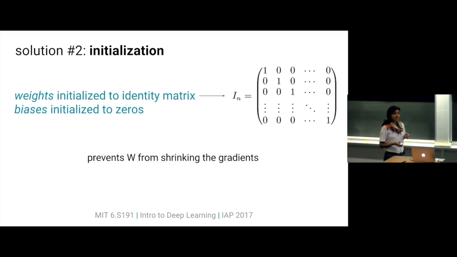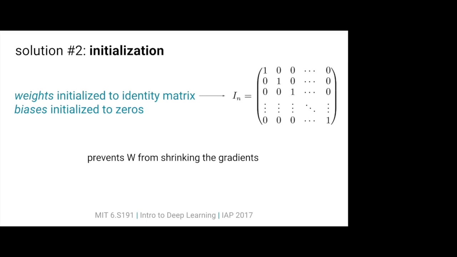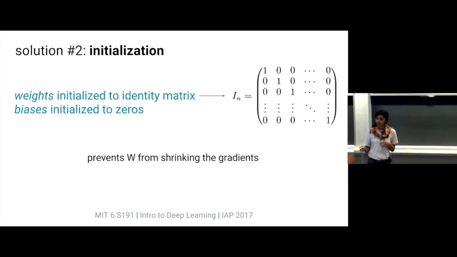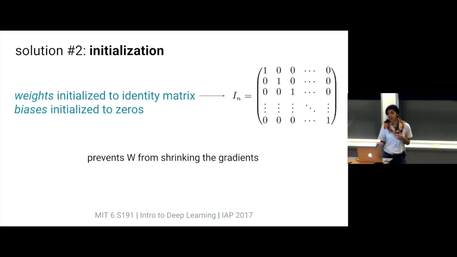Another solution is the way that we initialize our weights. So normally, like I said, our weights are sampled from a normal distribution or a truncated normal distribution. But basically, that means that they're going to be mostly less than 1. But if we instead initialize our weight matrix to something like the identity matrix, that prevents that W term from shrinking the gradients.